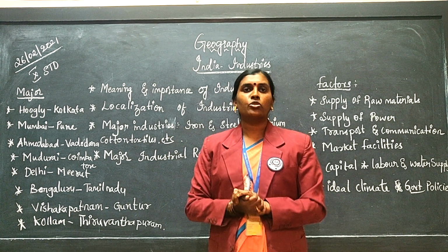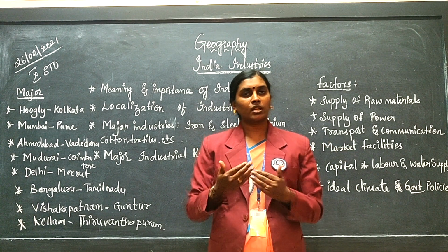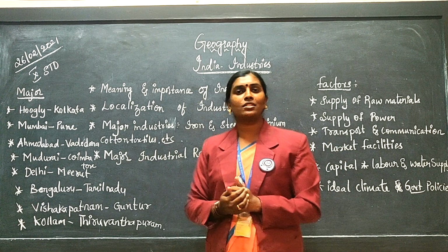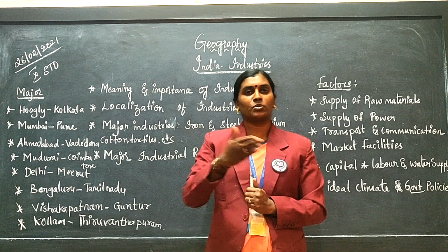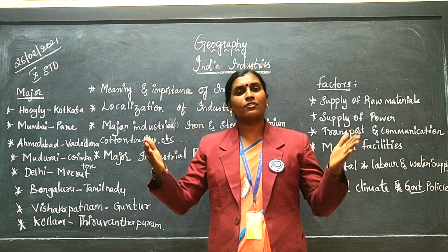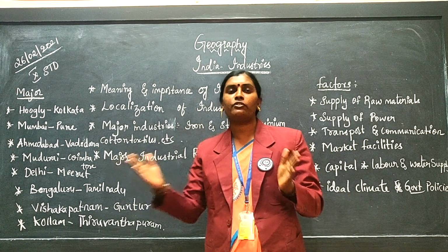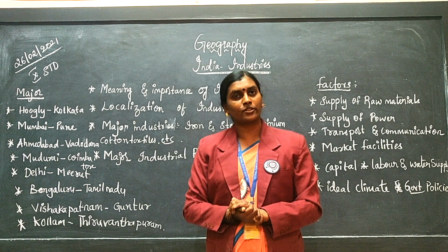Second example, sugarcane. Sugarcane is a raw material. When sugarcane is processed, we make it into sugar. Now sugarcane is a raw material, and sugar is a finished product. So where raw materials are converted into finished goods, this is called industries.